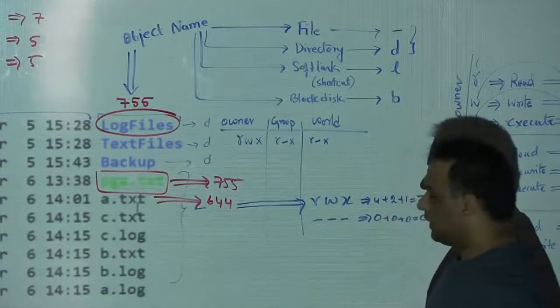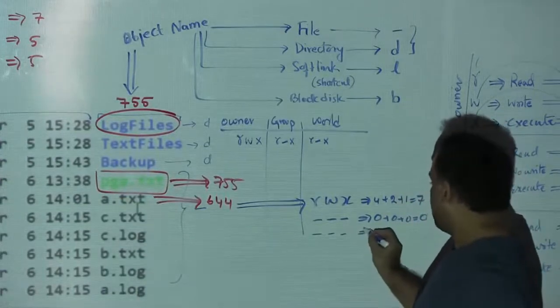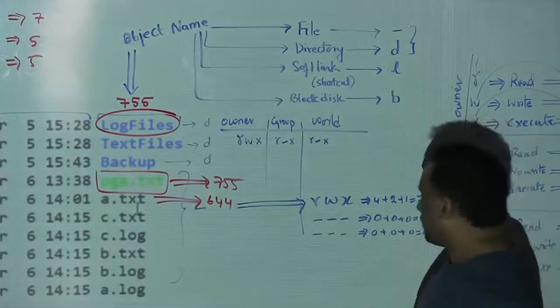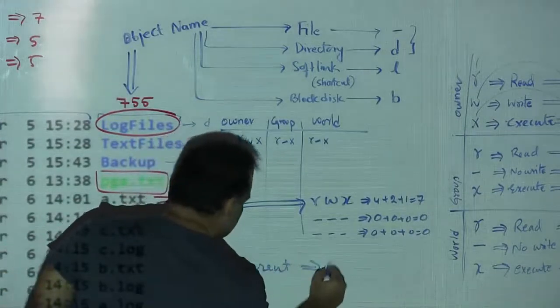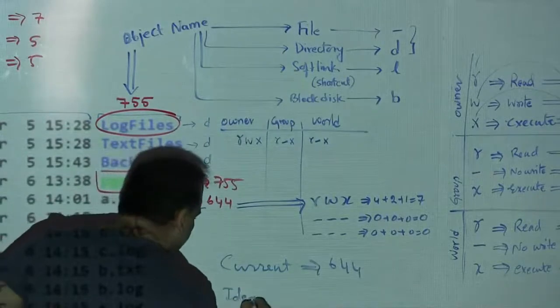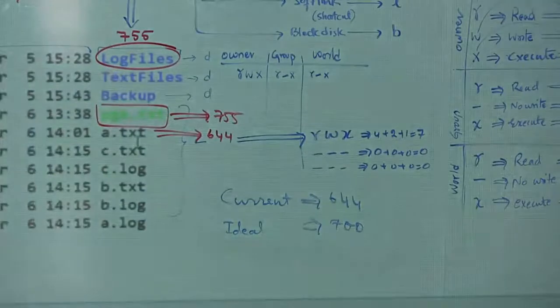Is that true? Yes. I don't want any permission for my group members, and I don't want any permission for the rest of the world. 0 plus 0 plus 0 equal to 0. So the current permission that I have is 644. The ideal permission, I want it to have 700. Okay? All right.